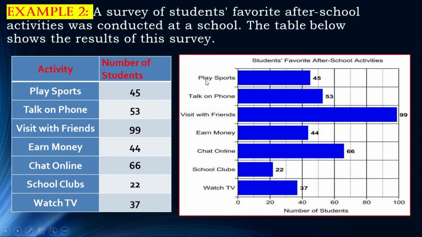Okay? Sa play sports, meron tayong 45 na estudyante. So, ilagay natin dito yung 45. Ayan, naka-indicate na mismo. Pwede nyo i-indicate dyan na 45. At tansyahin nyo lang mabuti kung saan nyo ba siya itatapat. Ayan, since 40 to, ito yung 50. So, tapat siya ng gitna ng 50 and 40. Okay? At sa talk on phone, meron tayong 53. Ayan, naka-indicate din. 53, visit with friends, 99. Ayan, dapat nakatapat yung ating bar. Yung sa taas niya, dito sa malapit sa 100. At earn money, nakatapat din siya sa lagpas ng 40. Chat online.